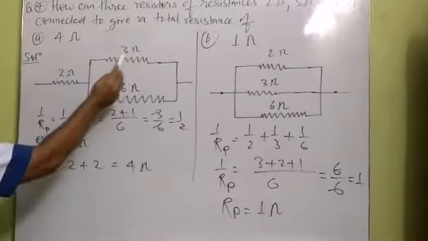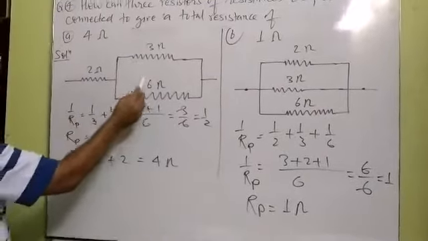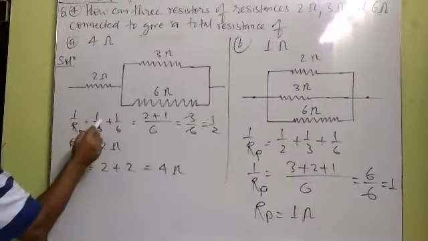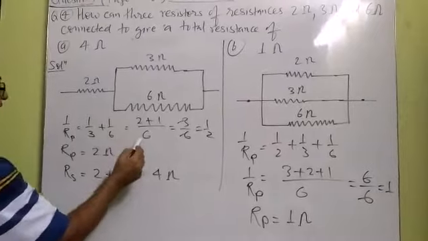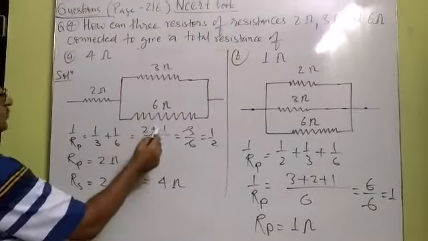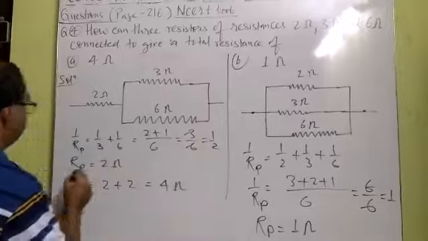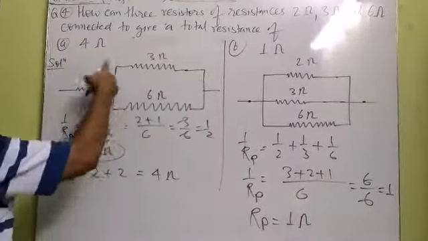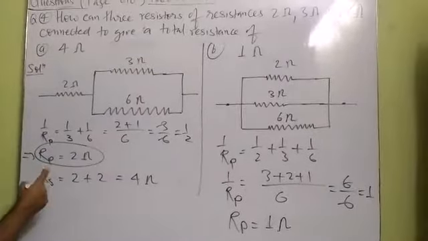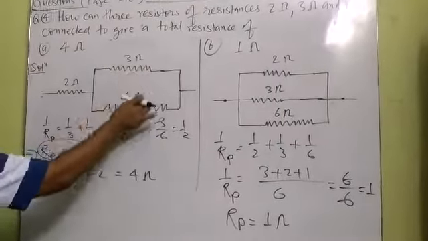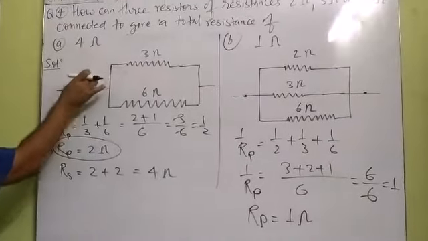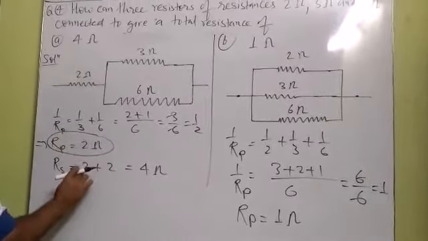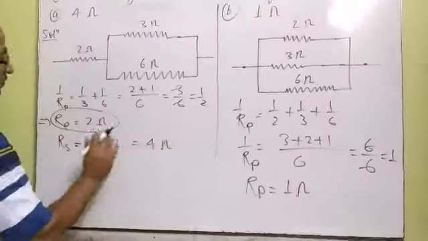Now we can verify. First of all, the parallel combination: 3 ohm and 6 ohm are connected in parallel, so their equivalent resistance 1 upon Rp is equal to 1 upon 3 plus 1 upon 6. By taking LCM, which is 6, the numerator becomes 2 plus 1, 3 by 6, 1 by 2. So it implies Rp is equal to 2 ohm. Means by this combination we get the equivalent resistance of the parallel combination as 2 ohm. Now this 2 ohm is connected with the other 2 ohm in series. That is why the equivalent resistance of these two in series will be 2 plus 2, 4 ohm.